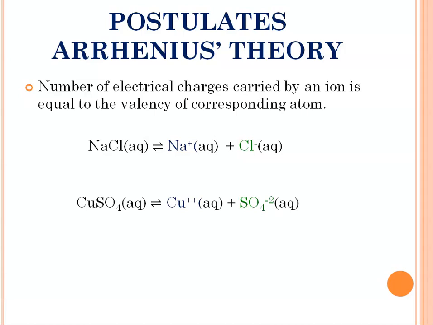For copper sulfate, the copper ions have +2 charges because the valency of cupric ions is +2, while the sulfate ions have a charge of -2 because its valency is -2. In case of magnesium nitrate, the magnesium ions have a charge of +2 because magnesium is a bivalent atom, while nitrate has a charge of -1 as the valency of nitrate is -1.